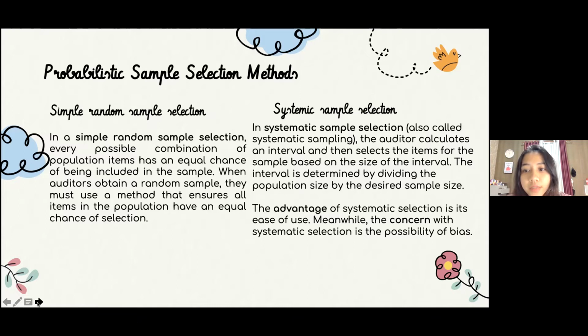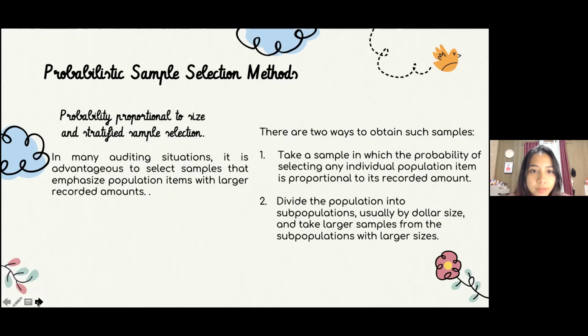And then this is systematic sample selection. In systematic sample selection, the auditor calculates an interval and then selects the items for the sample based on the size of the interval. The interval is determined by dividing the population size by the desired sample size. The advantage of systematic selection is its ease of use. Meanwhile, the concern with systematic selection is the possibility of bias.